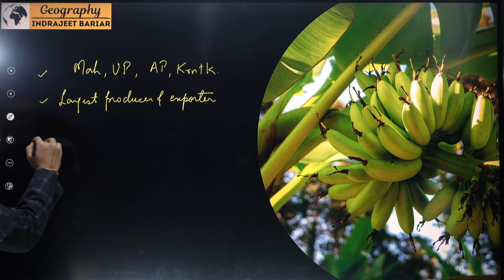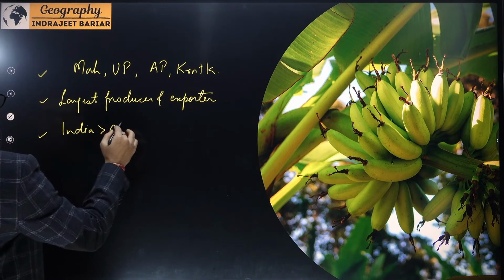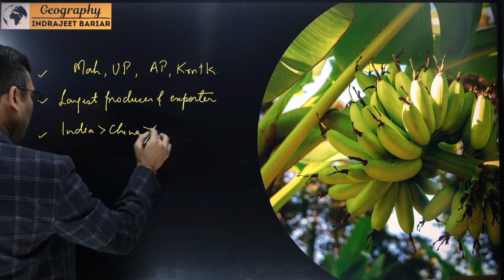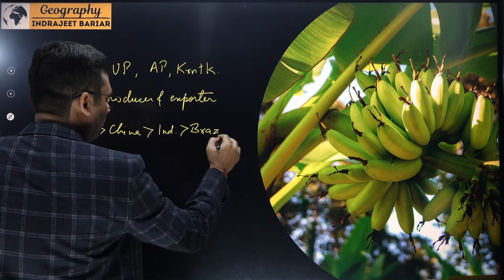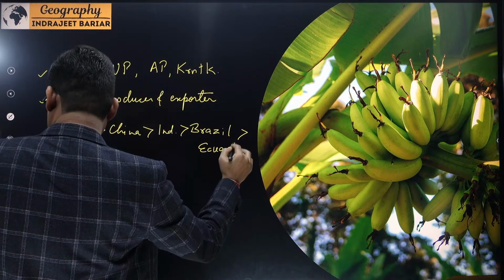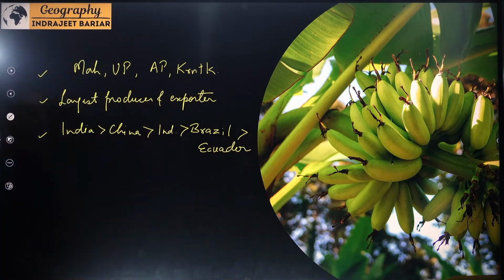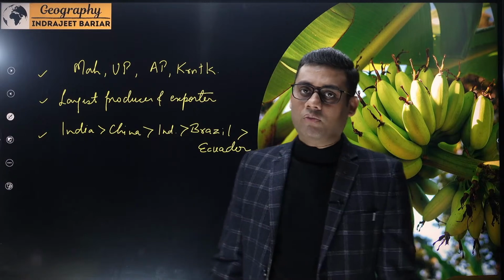Overall, when we talk about global production, we see India as the largest producer, followed by China, Indonesia, Brazil, and Ecuador. So these are the major producers of banana.